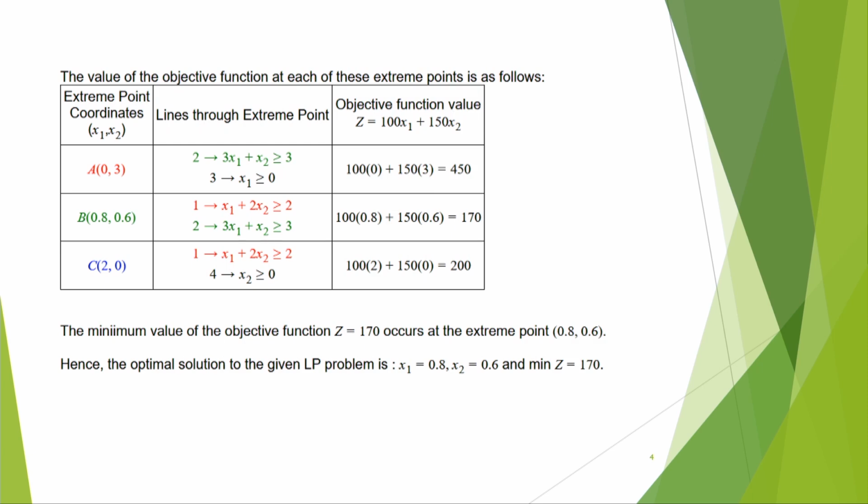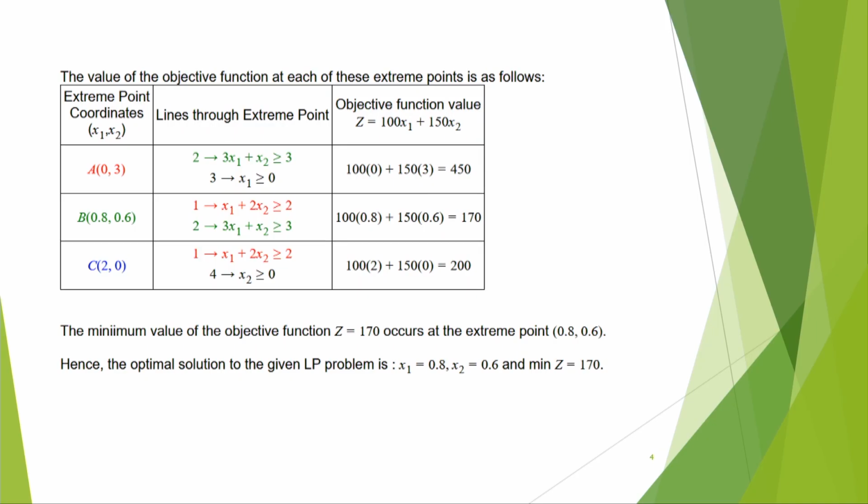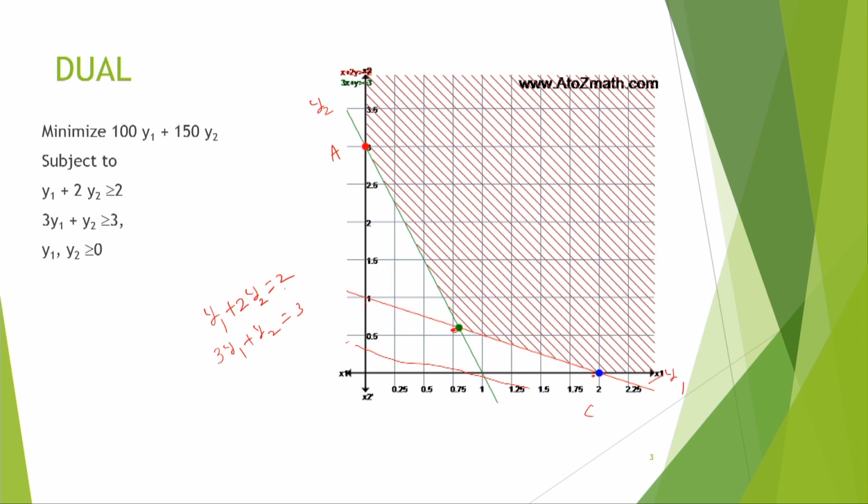That means you see how many kernel points there are, and at each kernel point you can calculate the value. So here the minimum value naturally occurs at 0.8, 0.6, and this is z equal to 170. Therefore, the optimum solution to the given problem is, in our notation, not x1 but basically y1 equal to 0.8 and y2 equal to 0.6, and the minimum value is z equal to 170.